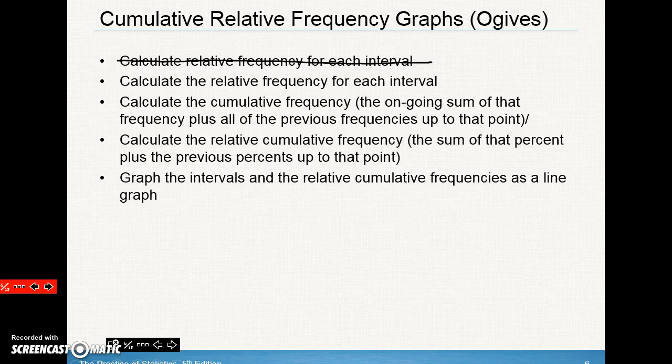Another name for relative frequency graphs is ogives. I don't know that that's on the test, but just FYI. This slide has a typo. That's why the first bullet point is crossed out, because it's there twice. So calculating, we've already gone through this. These are the same things that I just said, how to make a graph. You can write this down if you'd like to, or read through it and make sure you understand the steps.